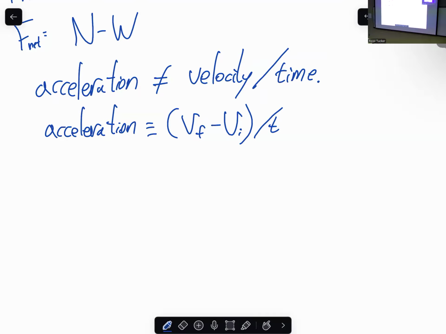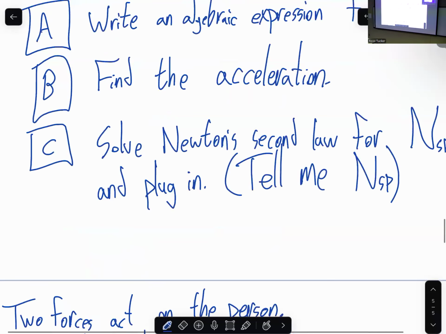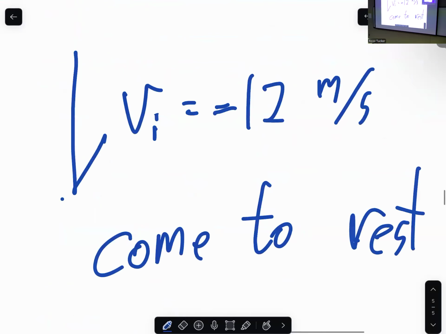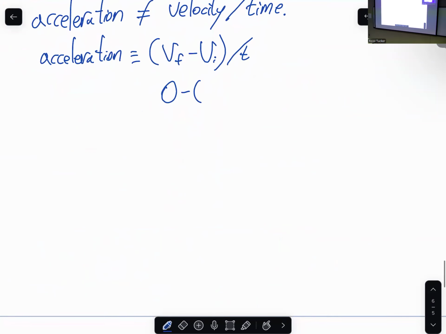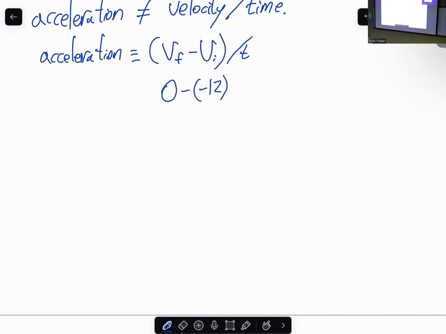What is the final velocity that I gave you? 0. What is the initial velocity I gave you? If I told you that the initial velocity is downward with speed 12 meters per second, correct answer is negative. Initial. And then I divide that by what? Okay, 0 minus negative 12 goes by the name 12.